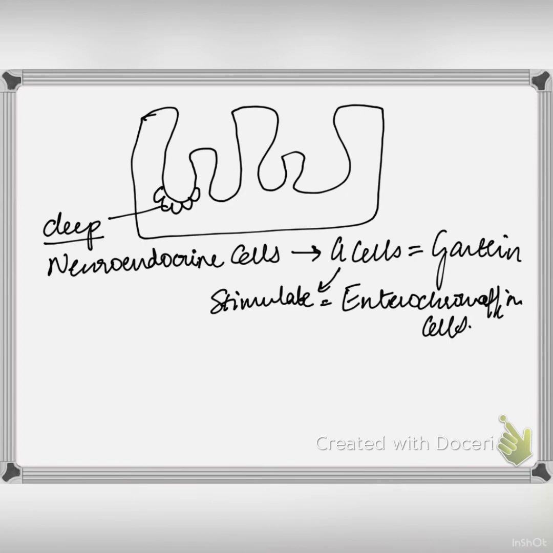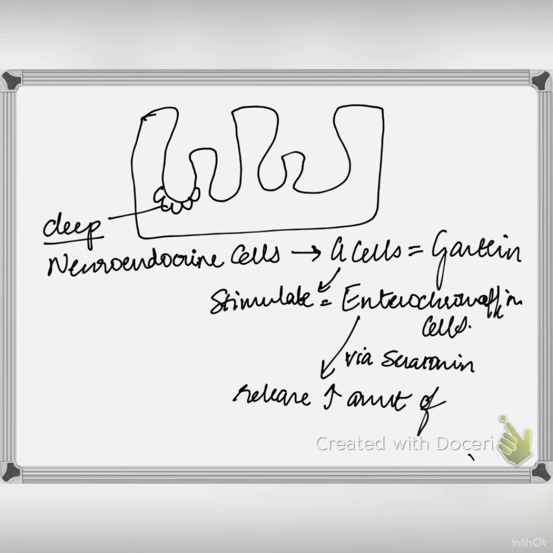These enterochromaffin cells, via serotonin, release increased amounts of serotonin, bradykinin, prostaglandin, substance P, and histamine, etc. So why are we talking about enterochromaffin cells?